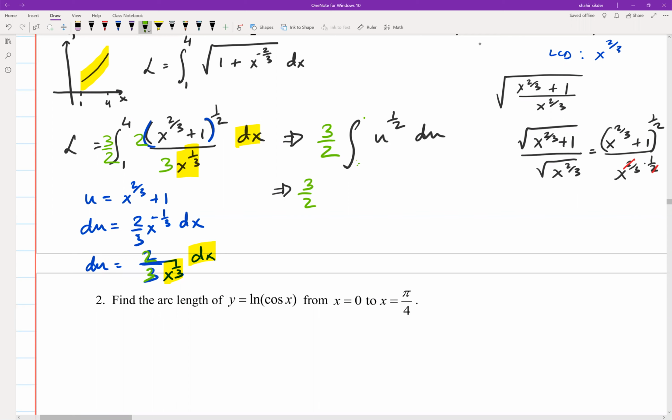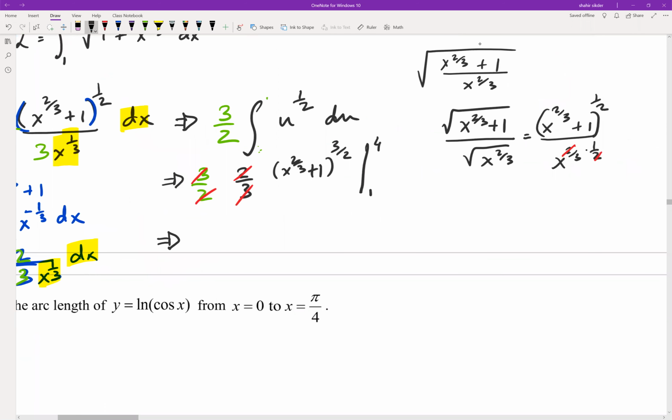So the integral of u to the 1/2 is u to the 3/2 over 3/2, which makes it 2/3 because whenever you're dividing by a fraction, it's the same thing as multiplying by its reciprocal. U to the 3/2. But what is my u? My u is x to the 2/3 plus 1. Evaluated, now I put my x back, so I'm allowed to write 1 and 4. Another nice thing happens, these guys are gone, so I'm left with x to the 2/3. Okay, let's plug in our 4 here.